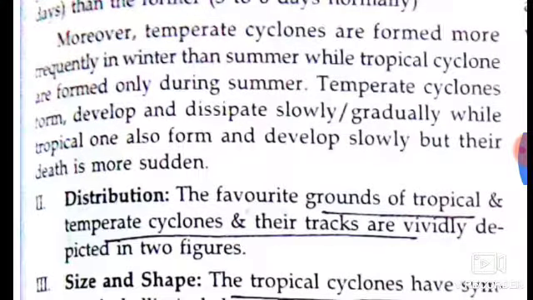Thus, the genesis and source of energy of tropical and temperate cyclones are markedly different. The latter grow in distinct stages, having a larger lifespan, 8 to 10 days, than the former, 3 to 6 days. Moreover, temperate cyclones are formed more frequently in winter than in summer, while tropical cyclones are formed only during summer. Temperate cyclones develop and dissipate slowly and gradually, while tropical ones also form and develop slowly, but their death is more sudden.